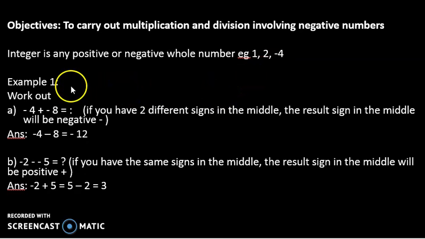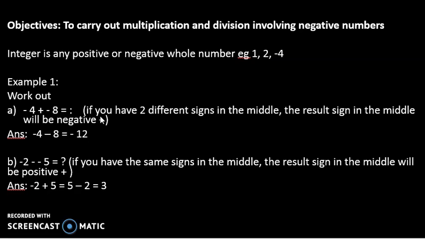So let's look at example 1. Work out the following. Here we want to recap so that when we get to multiplication and division we are familiar with signs. If you have two different signs, what do you do? So work out negative 4 plus minus 8. Now in the bracket here I've simplified it for you.